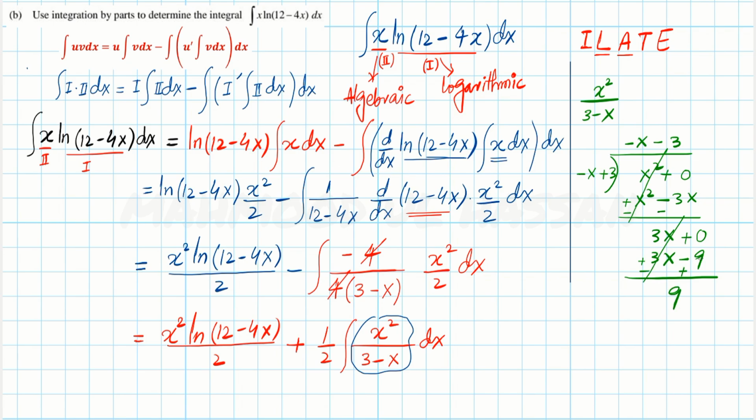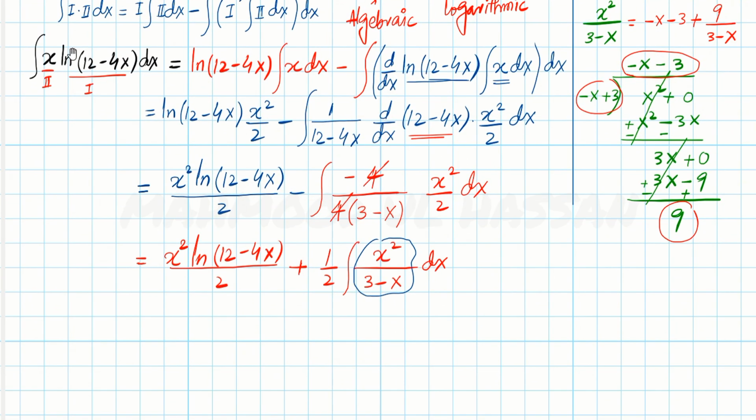Okay, so this improper fraction is reduced to the polynomial plus the proper fraction. So here is our quotient, that is minus x minus 3, then plus, this is our remainder, that is going to be 9 divided by the divisor, that is minus x plus 3, or you can write 3 minus x.